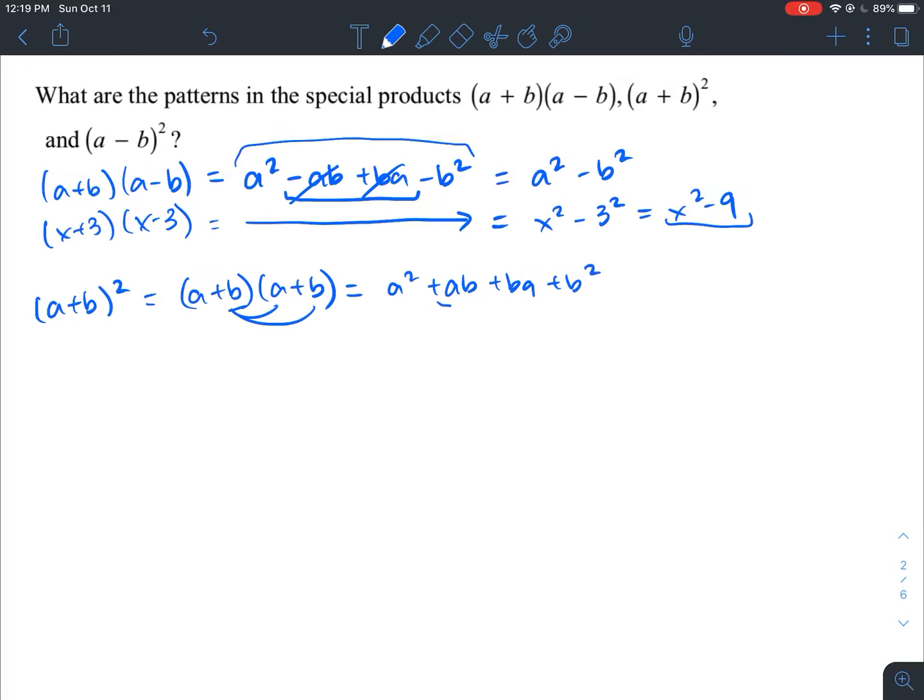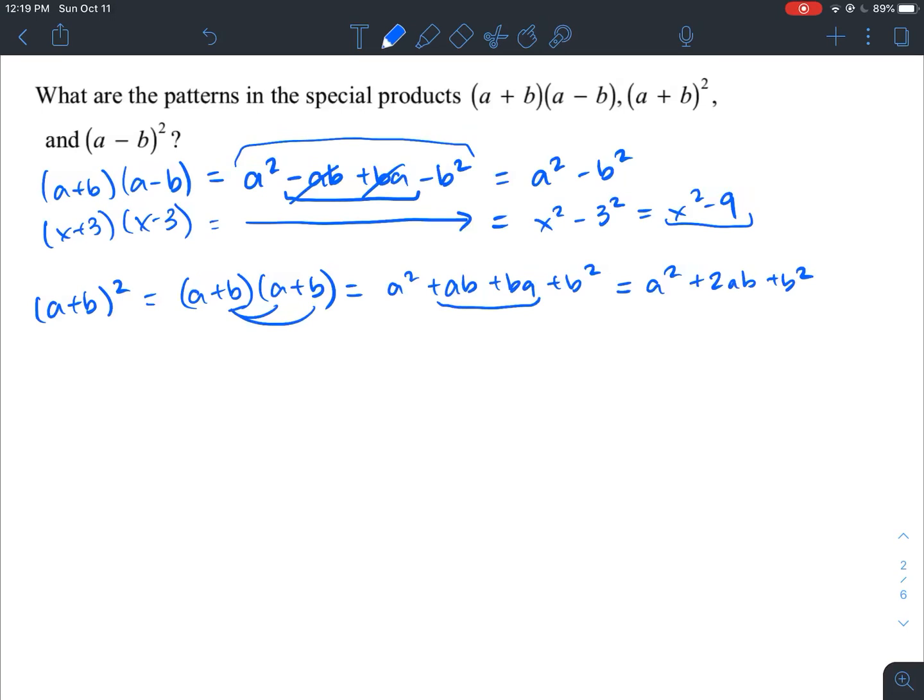Now again, these are like terms, so we can combine them. So that's a squared. That's going to be 1ab plus another ab, which would be 2ab plus b squared. Okay, so now we have another pattern right here. We have a squared plus 2ab plus b squared.